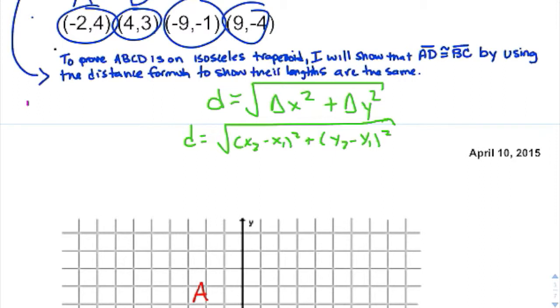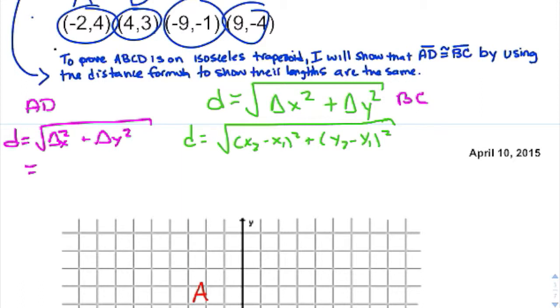So I have to show that AD is the same as BC. So we'll split the formula on either side. So let's go AD. So I know the distance is going to be the square root of delta x squared plus delta y squared. I don't think I need a formula to tell how far apart A and D are. Here's A and here's D. So the x's go from -2 to 9. That's 11. So -2 to 9 is just 11, so that's just going to be 11 squared.